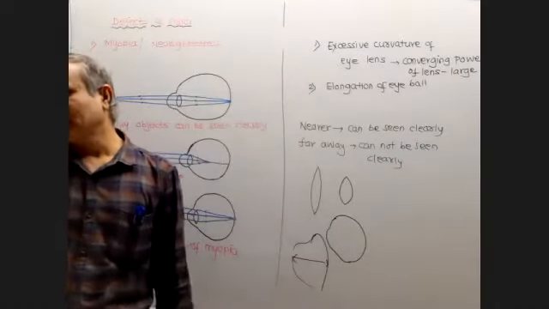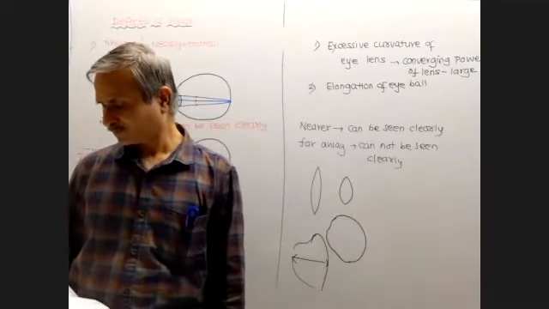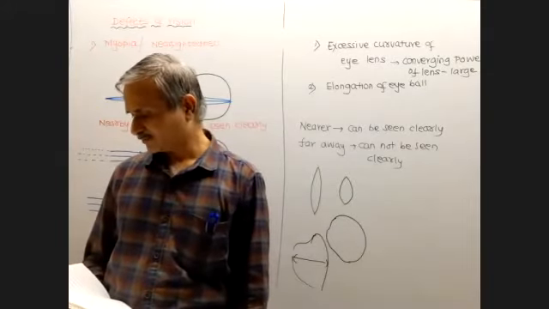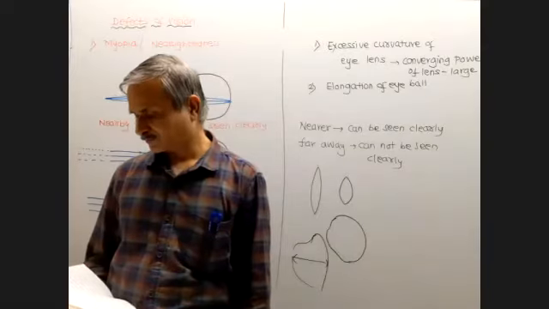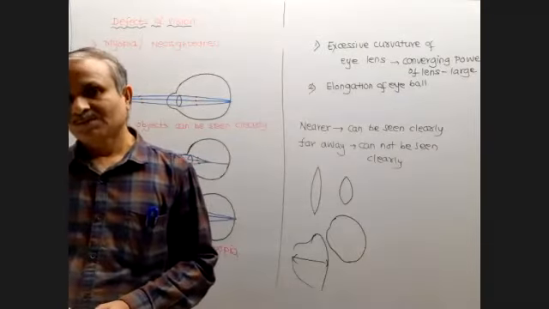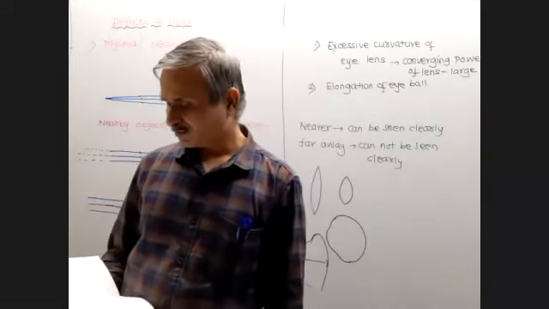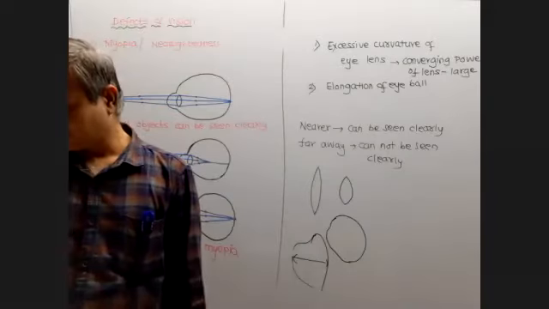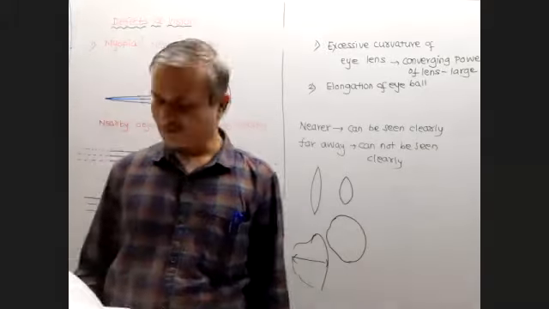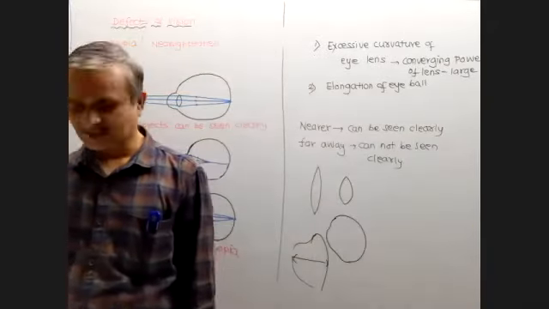Second, power of accommodation. The ability of the lens of adjusting the focal length is known as power of accommodation.